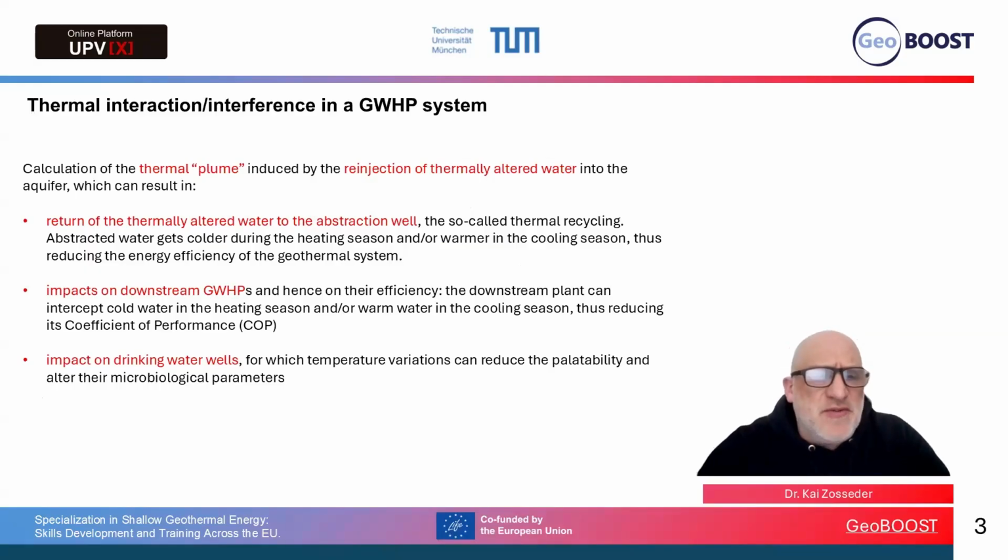If we inject cold or warm water back to the groundwater body, we induce a thermal plume, which means that the heated or cold groundwater is distributed in the underground by the dynamics of the groundwater. The water we inject back can flow through the production well. This will be an interaction, or it can flow downstream to other groundwater heat pump systems or drinking water wells. This will then be the interference.